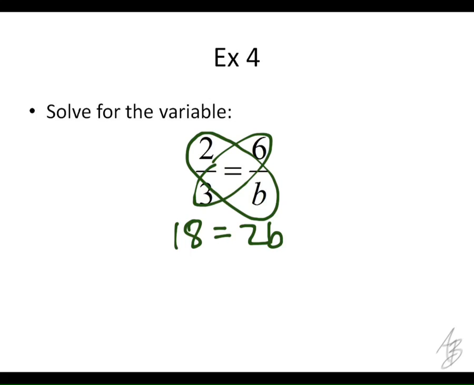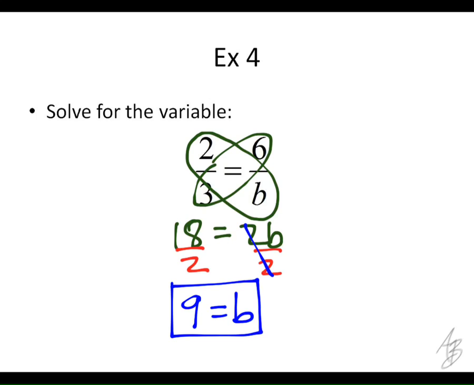And then what do we do to get the b by itself, Alicia? Divide 2. Okay, we'll divide by 2 on both sides. Not just by the 18, but on both sides, right? Yeah. 18 divided by 2 is? 9. And when the 2's cancel over here, what's left? 3. So we get b equals 9 here.